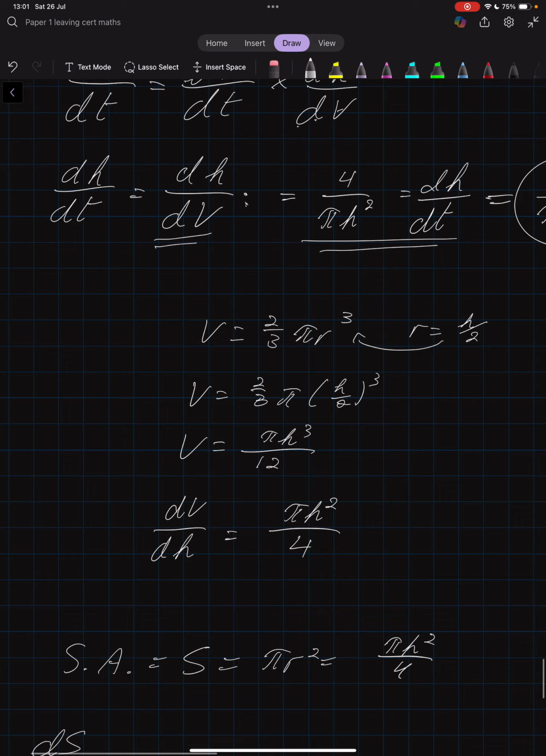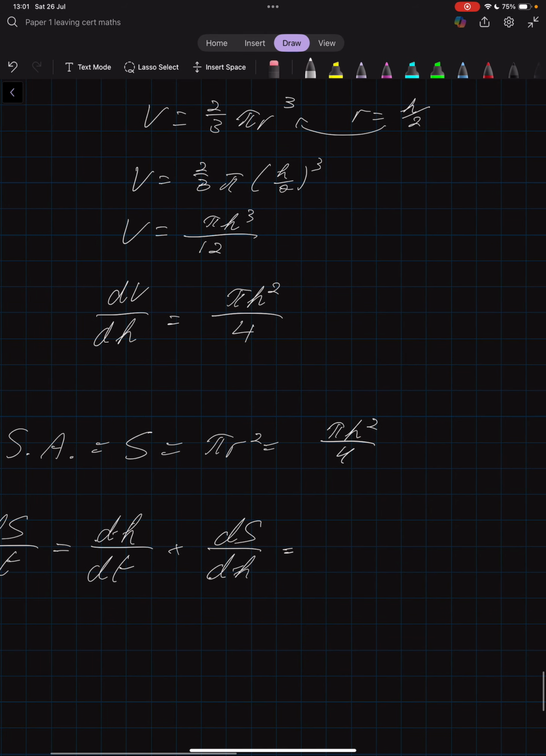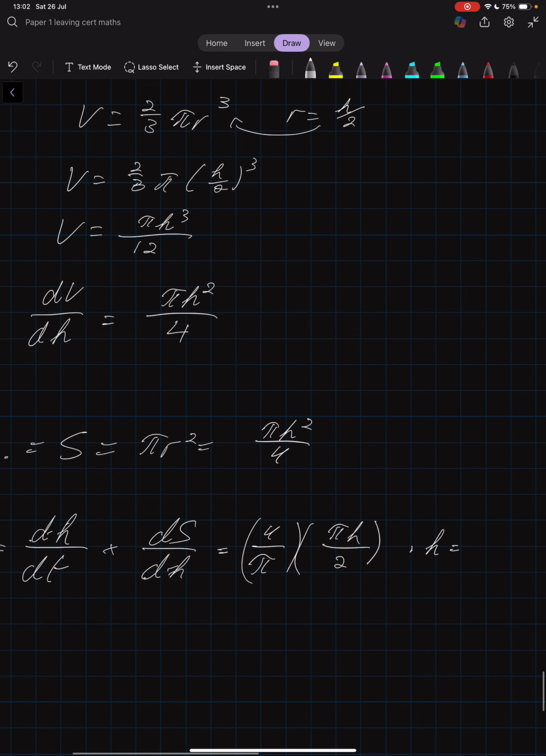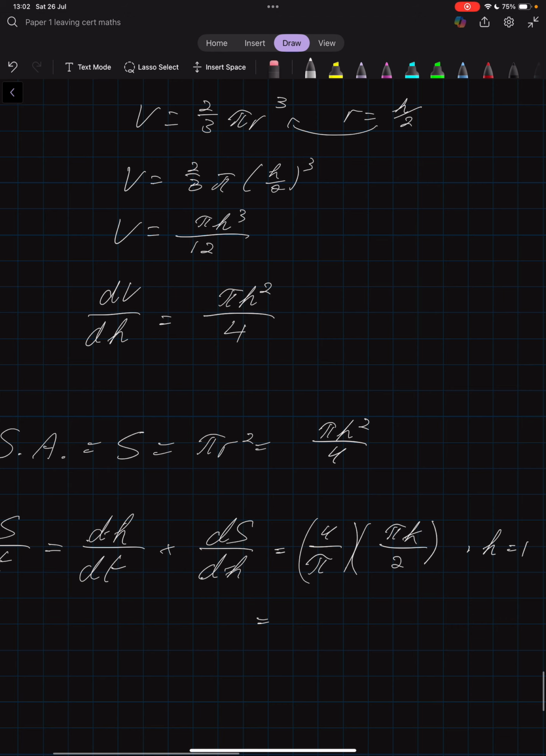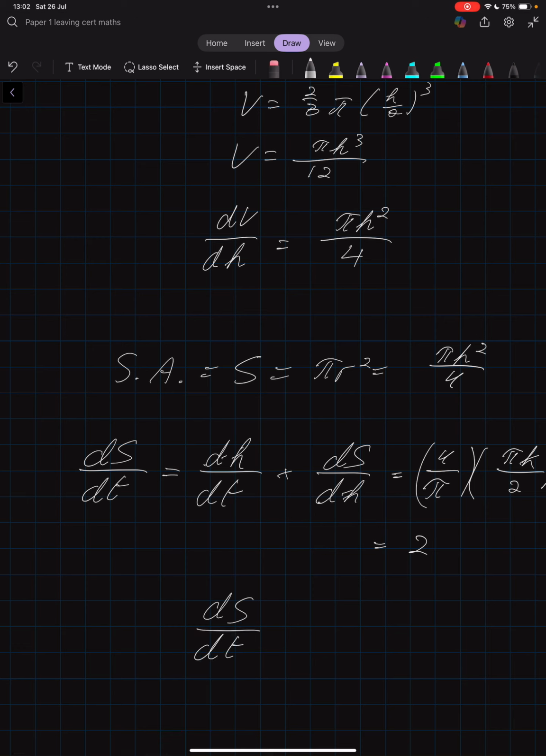Remember, we have what dh/dt is, so I can use that, and I can multiply it by dS/dh. Why? Because these two dh's would cancel and I'd be left with dS/dt. So dh/dt, we just figured out, was 4 over pi. dS/dh is simply going to be pi h over 2. And I want to know this when h is equal to 1. If h is equal to 1, I'm simply left with 2. So the rate of change of surface area is going to be 2 meters squared per minute.